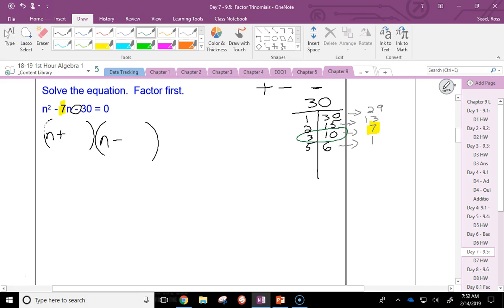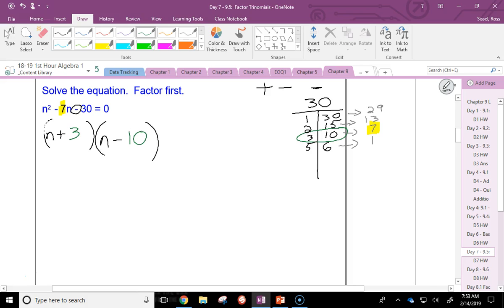We go back to our b term because it's a negative 7. Which one of my factors is the negative number? The 10, the larger one. So plus 3, minus 10. That is exactly what you did all 40 problems on yesterday, right? Wasn't too bad. I didn't think so, at least. You just have to do it.